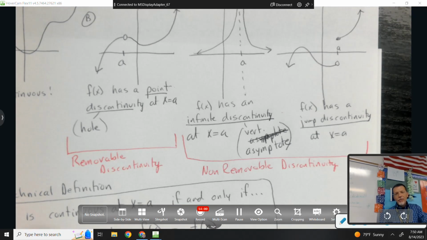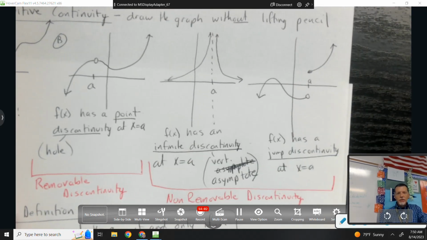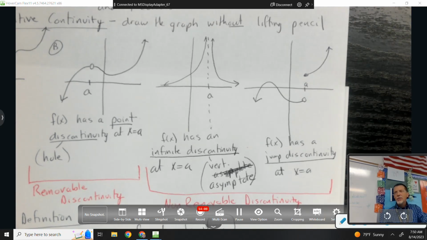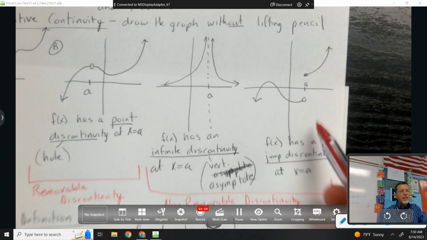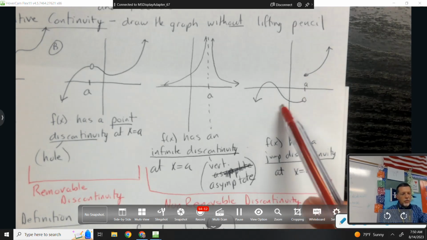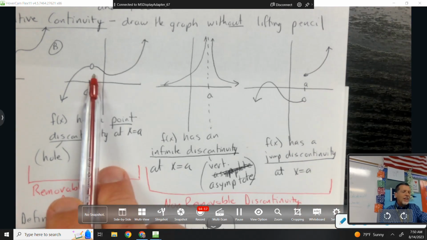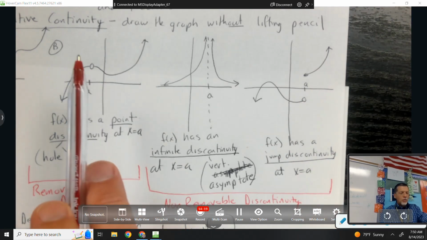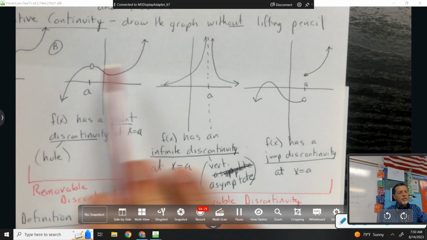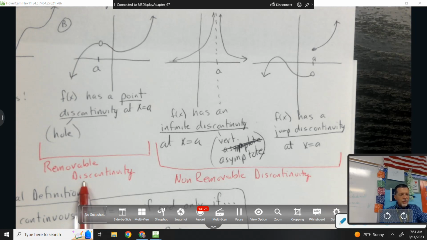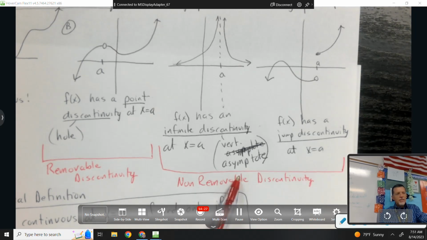I mean, if you could fix them, you'd have to totally rearrange the equation. Like to get rid of a vertical asymptote, that would take some major doing and change the equation significantly. To fix this jump, you'd have to rework something pretty big. To fill a hole, that's a pretty easy thing to do. So we have a removable discontinuity and we have non-removable discontinuity. Fixable discontinuities, not fixable discontinuities.